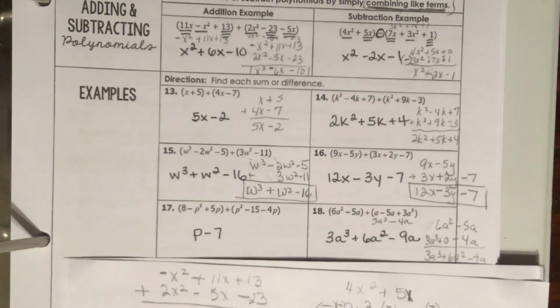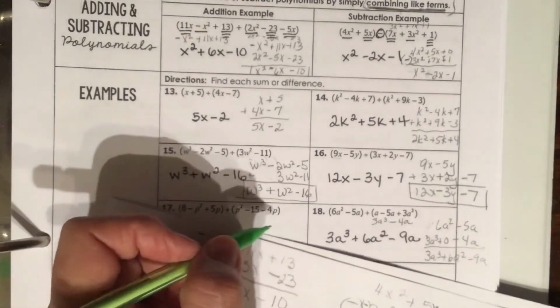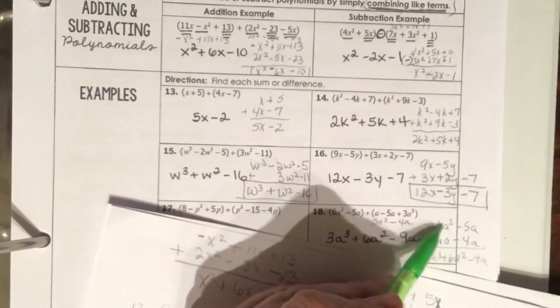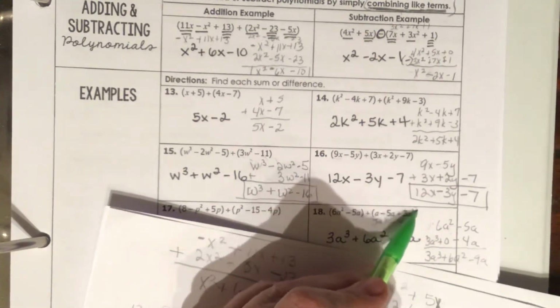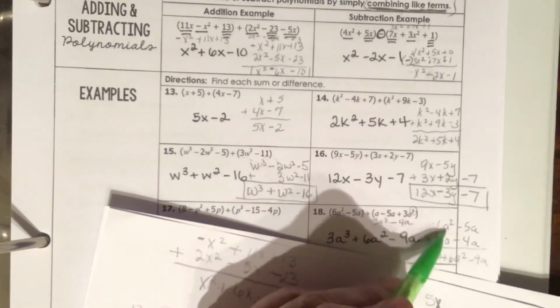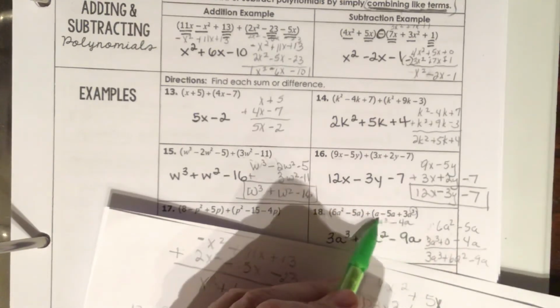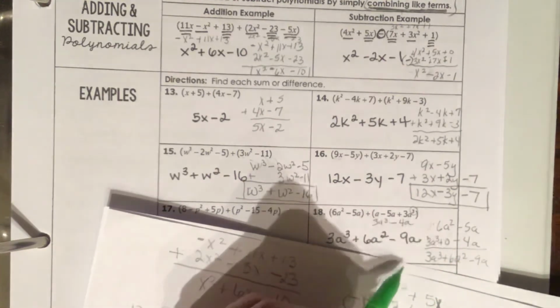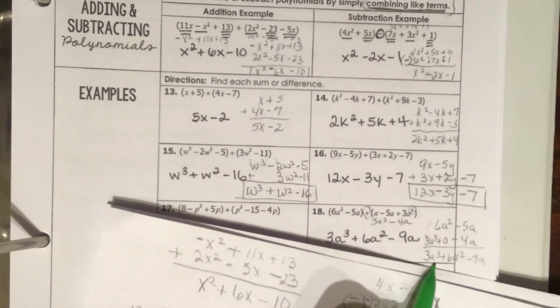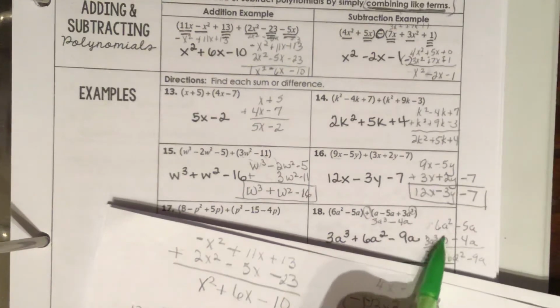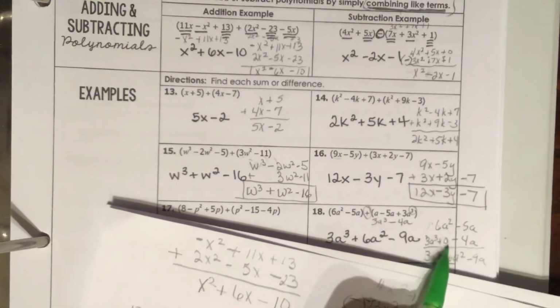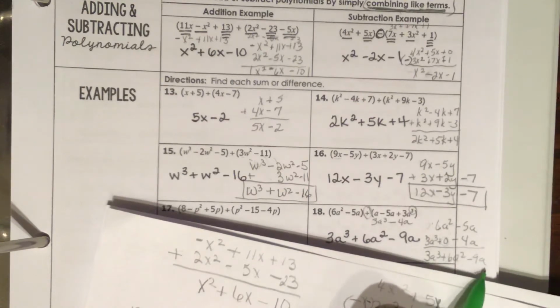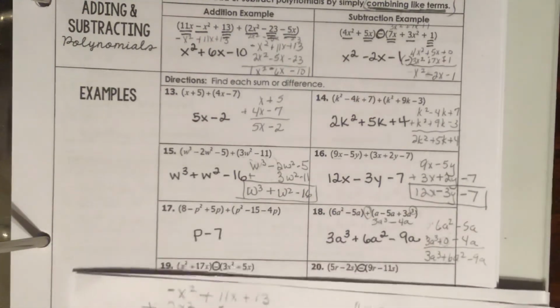Let's do number 18. I'm going to let you do number 17 on your own. You have 6a squared minus 5a. So you have 3a cubed plus no a squared minus 5a. And you're adding again. Always look at the sign. So you have 3a cubed plus 6a squared, because there was nothing. And I just put a 0 as a placeholder so you know. And 5 and 4 is negative 9a. That's how you do that.